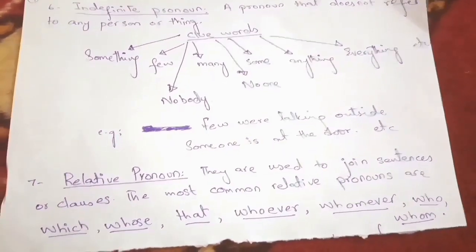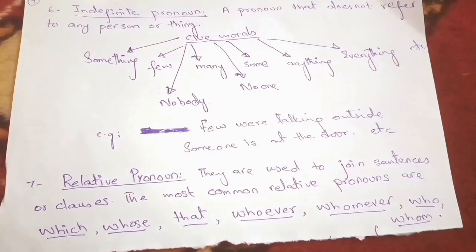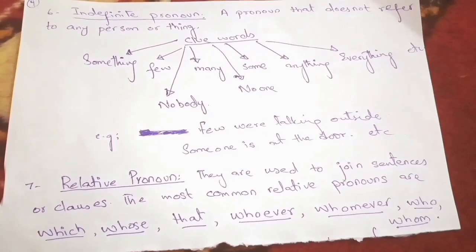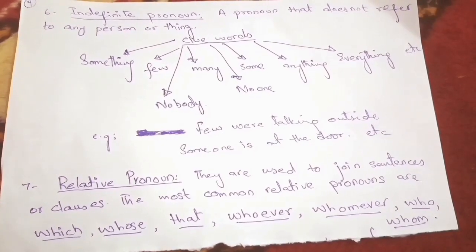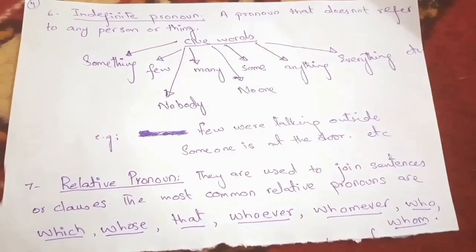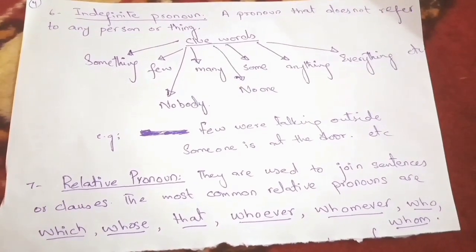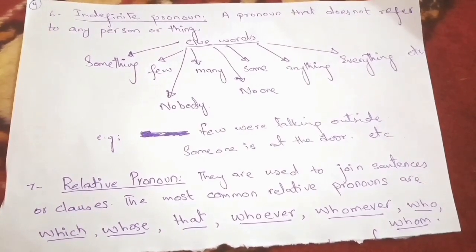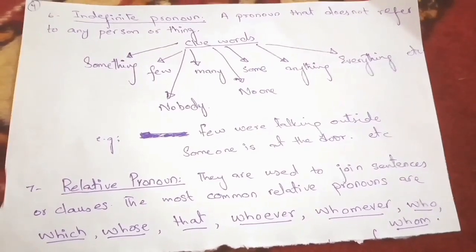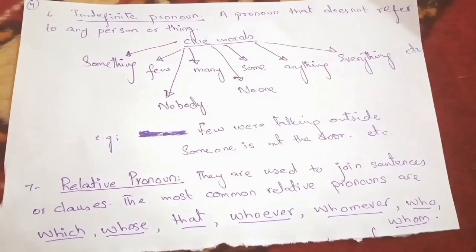For instance, if I say, few were talking outside, क्या आपको पता कि कौन बाहर बोल रहा है? I have only said few were talking outside कि कुछ लोग बाहर बोल रहे हैं. कौन लोग बोल रहे हैं? Do you know about them? No, you do not know about them. So over here the word few is indefinite pronoun.